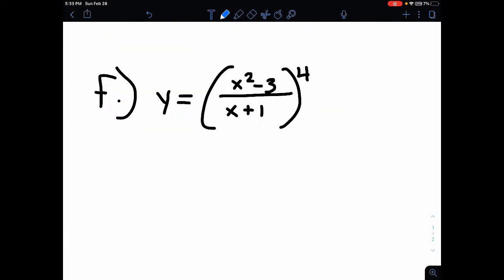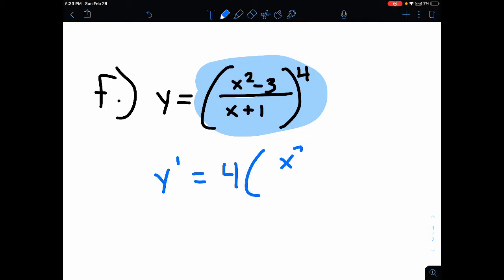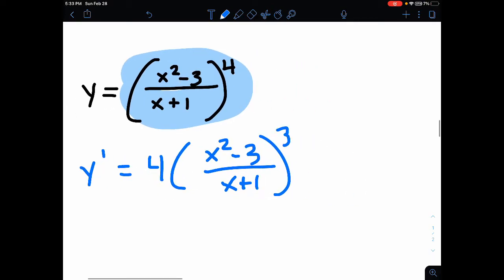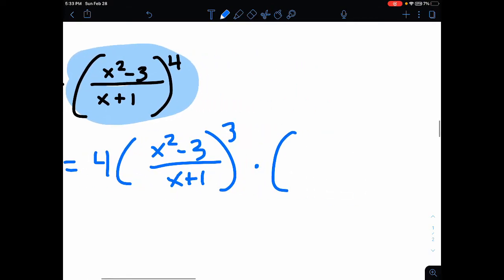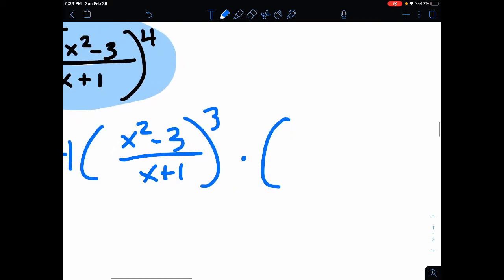Alright, this one looks pretty complicated, but it's not as hard as you think. You just do the outermost part first. I see the 4, so I'm going to do the power rule, bring down the 4, and leave the inside, because I do the outermost part first. So I just did the power rule. Then I'm going to do the derivative of the inside, which is a quotient rule.